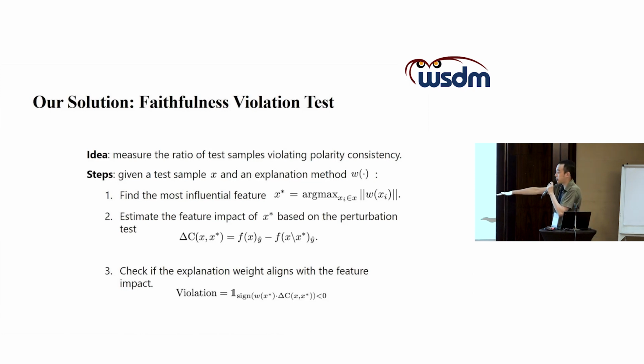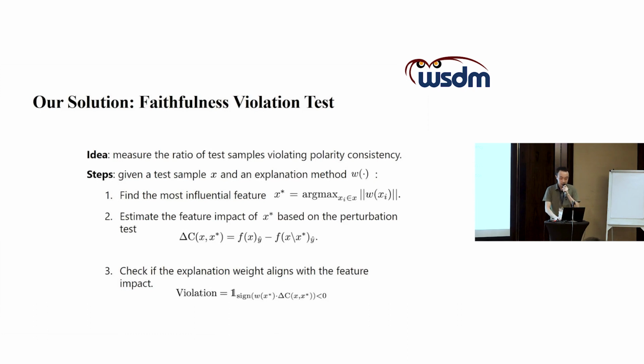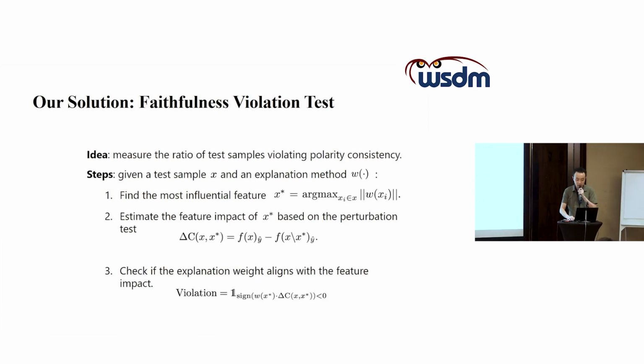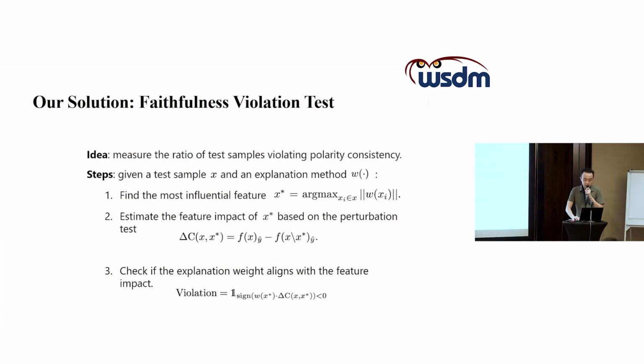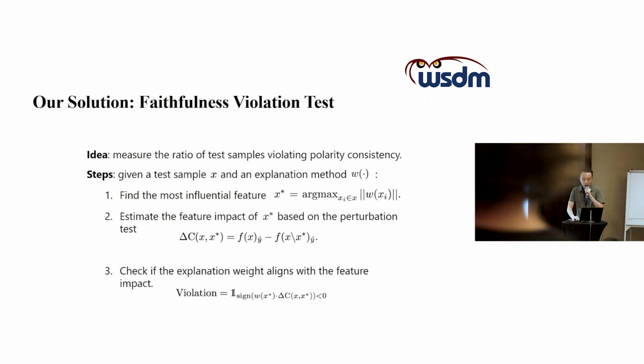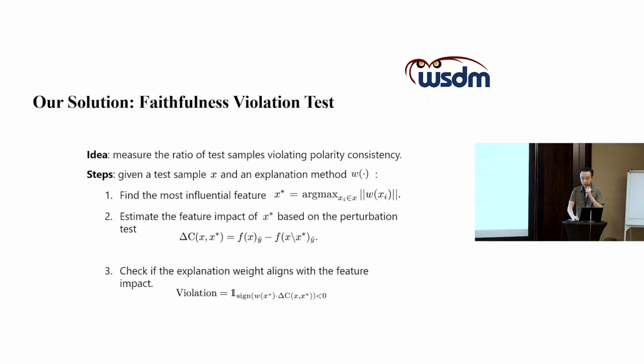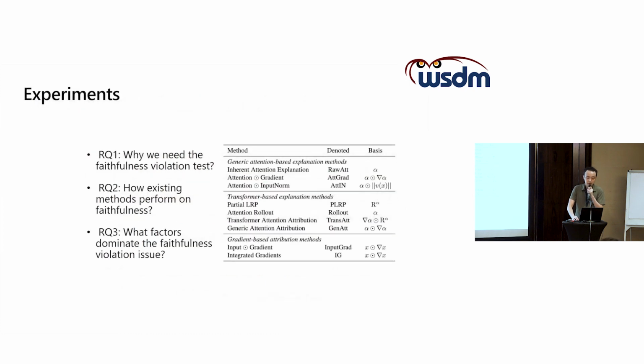So here the violation matrix can be defined. To understand the violation, we want to design three kinds of experiments. The first one is why do we need the faithfulness violation test, and also how existing methods performed on the faithfulness test, and then what factors dominate these faithfulness violation issues.